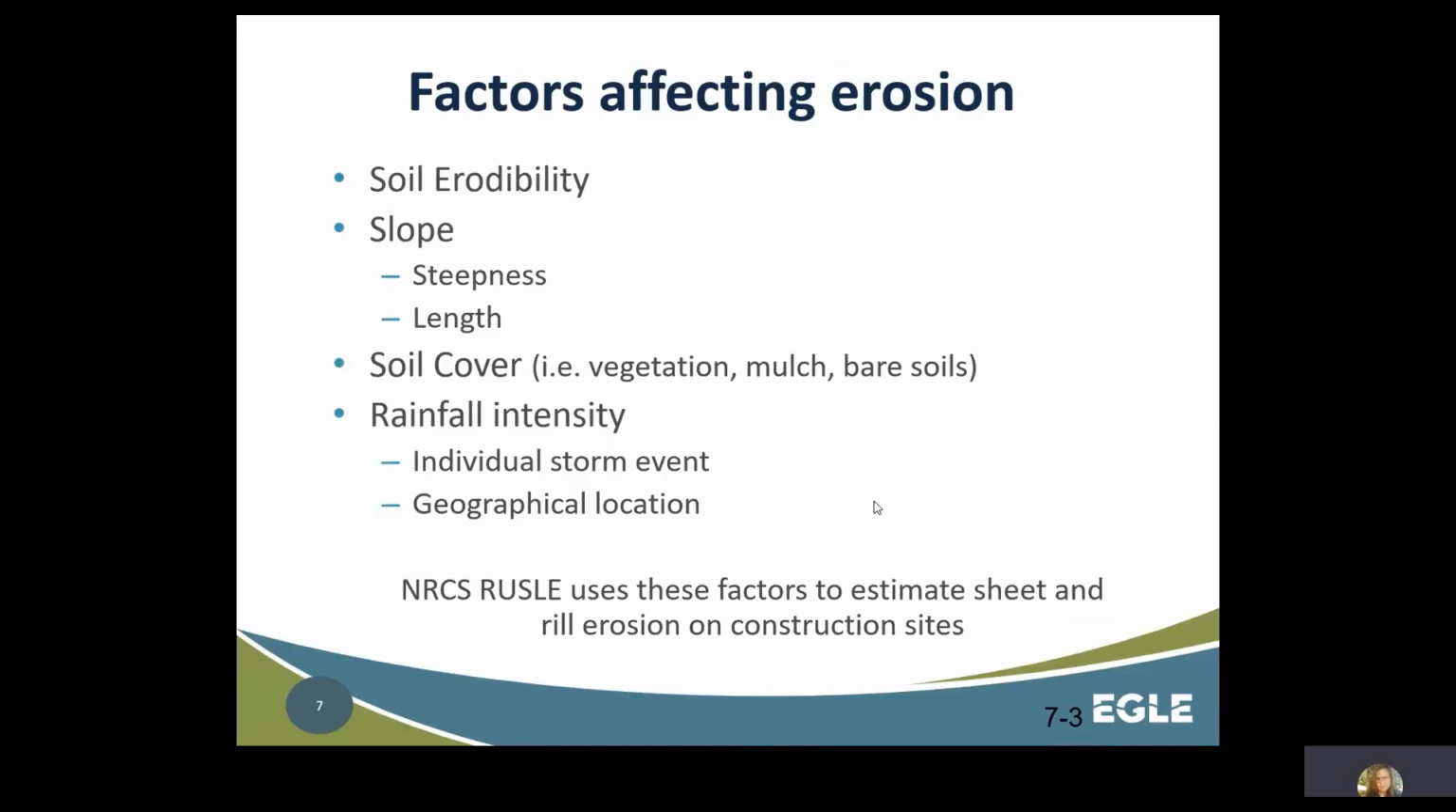Erosion of the land surface occurs as a result of several factors, such as soil erodibility, slope steepness and length, soil cover, and rainfall rate and intensity. We will be reviewing each of these factors in greater detail in the slides to come to gain a better understanding of how they can help determine the rate of erosion. However, first we will take a look at the NRCS Russell equation and how it illustrates how individual factors can alter the rate of erosion.